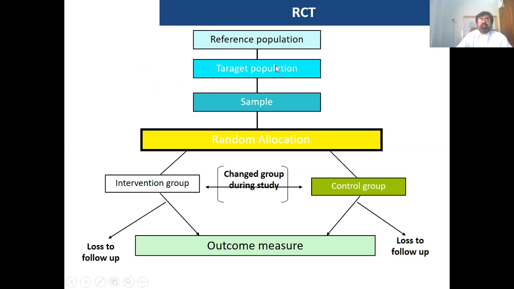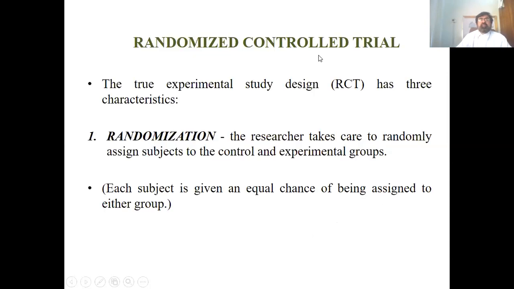First, the reference population. You have to take the target and the study population, and from them you have to collect a sample. The sample, through a random allocation, that is randomization, is divided into two groups. One is the control and the other is the interventional group. In control, you are not supposed to do any kind of intervention. In the interventional group, you have to carry out a certain intervention to see its effect. At the end, you compare the effect of that intervention in the control and interventional groups, whether there is a difference or not.